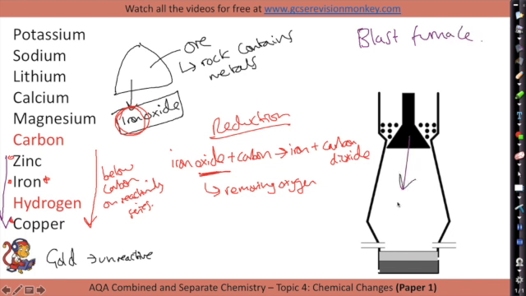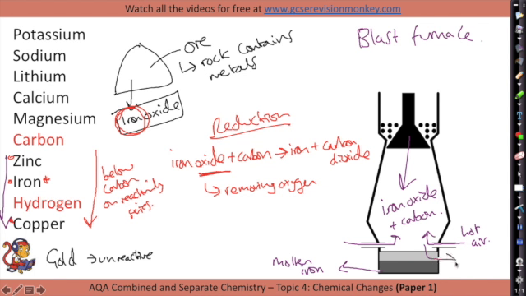So in here they would put your iron oxide and your carbon, and you'd need hot air going in here, and out at the bottom you'd end up with your molten iron, and any impurities also come out at the bottom. It's a substance called slag which comes out the bottom, and any of your waste gases will come out the top, so your carbon dioxide and so on will come out the top.